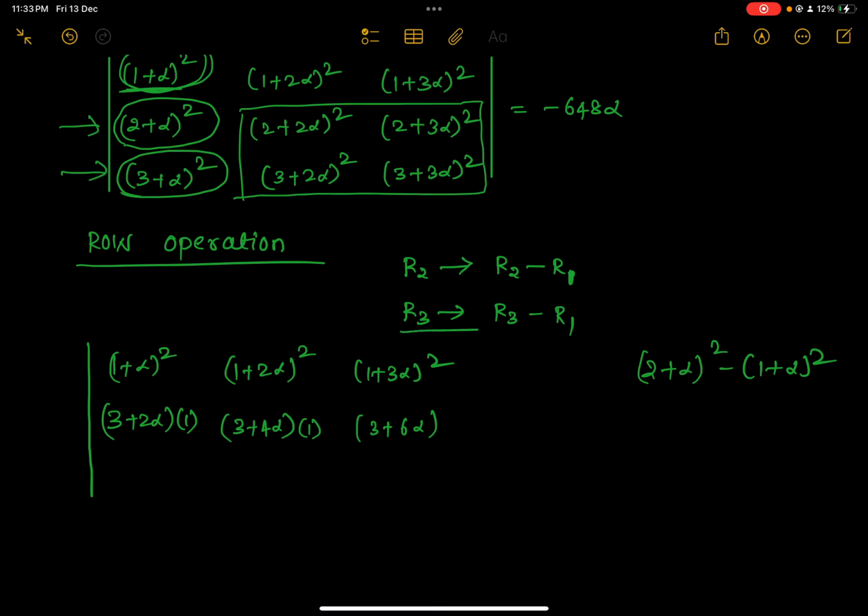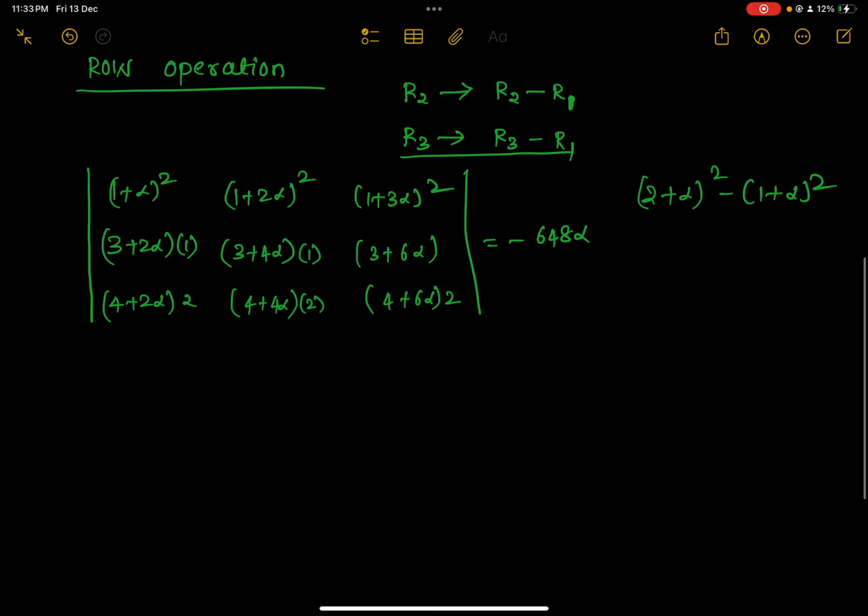Now we are applying this operation on row 3. So again the a square minus b square formula. A plus b will be 4 plus 2 alpha, and a minus b is 2. Here it will be 4 plus 4 alpha multiplied by 2. Here it will be 4 plus 6 alpha multiplied by 2. This whole thing is minus 648 alpha.